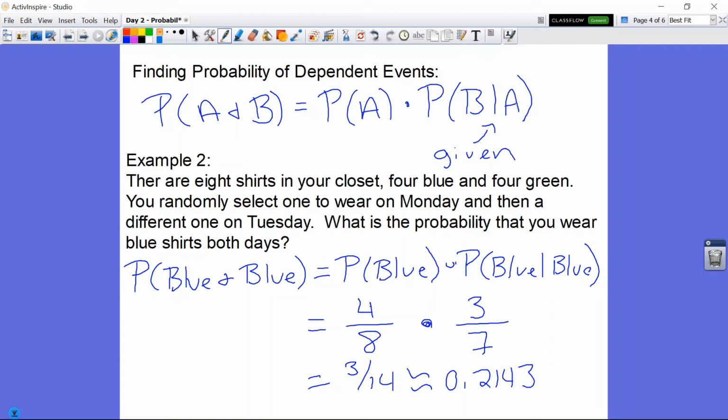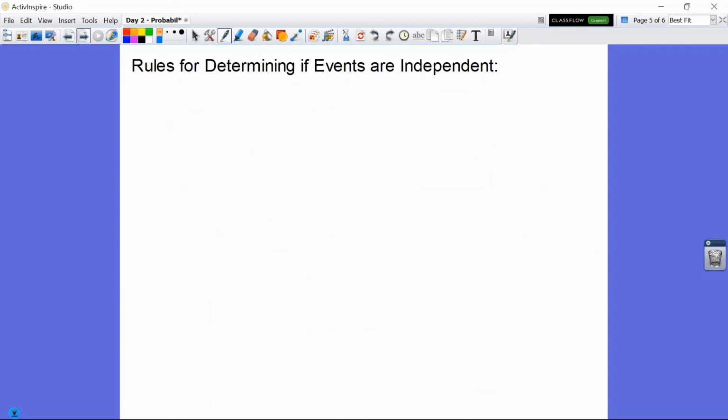All right, if you've got any questions about this section, so example 2, please feel free to add those to the collaboration document. We've got one more thing to look at together, and that is how do we tell if events are independent or not mathematically? So not just by common sense reasoning, but sometimes we need to justify mathematically because we're not sure if one event affects the other.